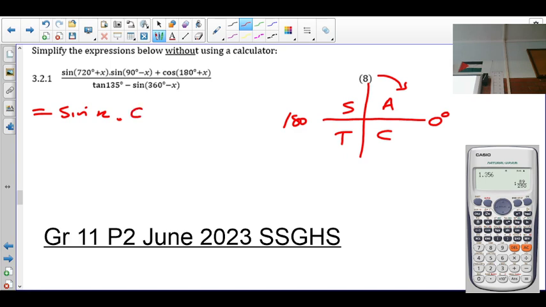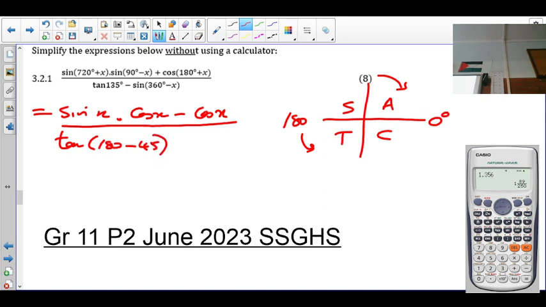Positive changes to cos of x. Plus 180 plus, that takes you to quadrant 3. Cos is negative. Negative times positive is negative cos x all over 135, that's in your second quadrant. Of course, that is going to be tan of 180 minus 45, or some of you just write negative tan 45, minus, that's 360 minus, in the fourth quadrant. Sine is negative, makes that negative a positive, sine of x.